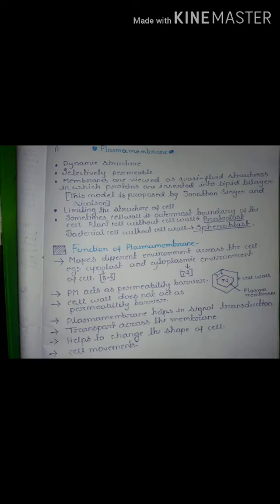The plasma membrane helps in signal transduction. There are certain proteins inserted into the plasma membrane that help in the signal transduction pathway, like G protein and receptor tyrosine kinase. When the ligand binds with those types of proteins, they proceed further along the pathway. It helps to change the cell shape, and it also helps in cell movements.